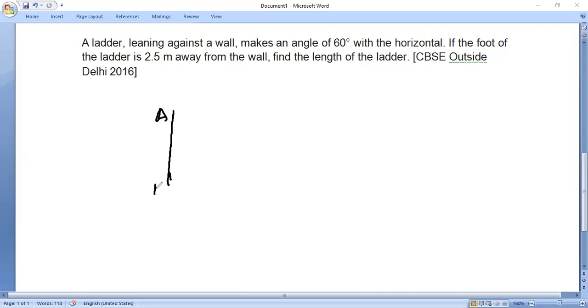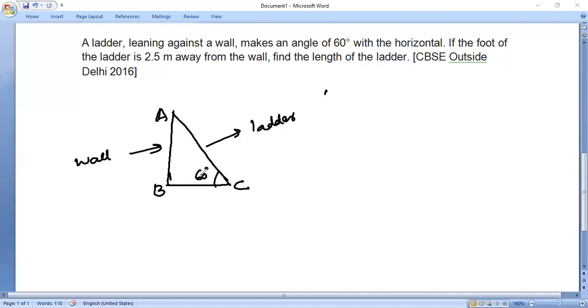Here, I'll mark it as AB. A ladder is leaning against a wall. Usually the ladder will be placed like this, right? It makes an angle of 60 degrees with the horizontal. So this is the ladder here, this is the wall, and it's making an angle of 60 degrees with the horizontal.